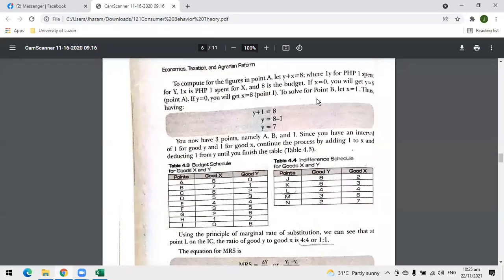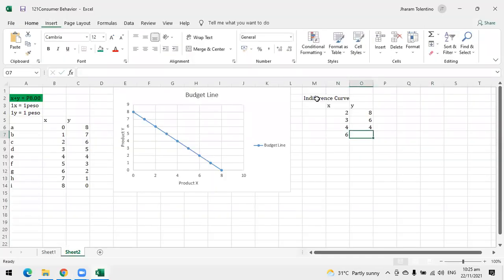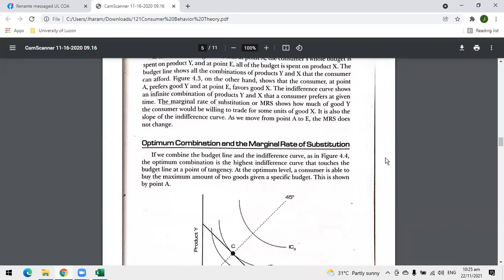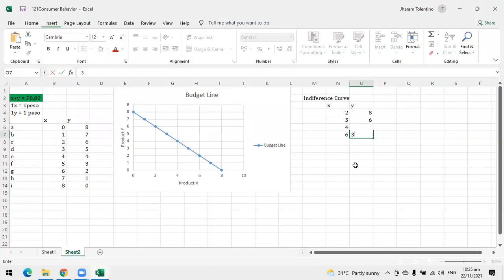4, 4, 6, 3. So it's any combination, no? And then 7 to 7, 2, 7. So these are given. This is the combination that will give satisfaction to the customer: 2 product X and 8 product Y, 3 product X, 6 product Y, 4, 4, 6, 3, and so on.